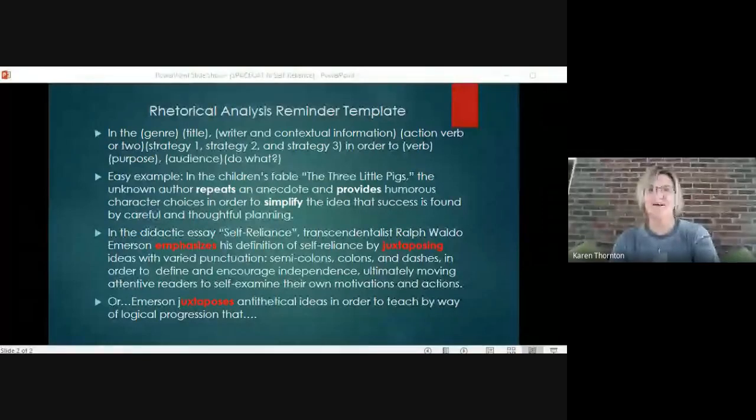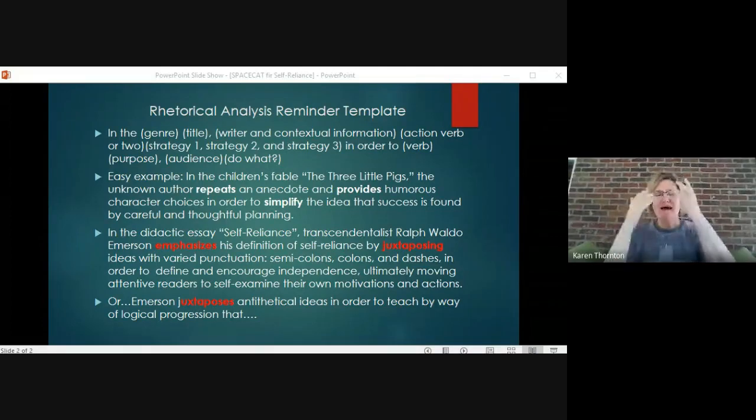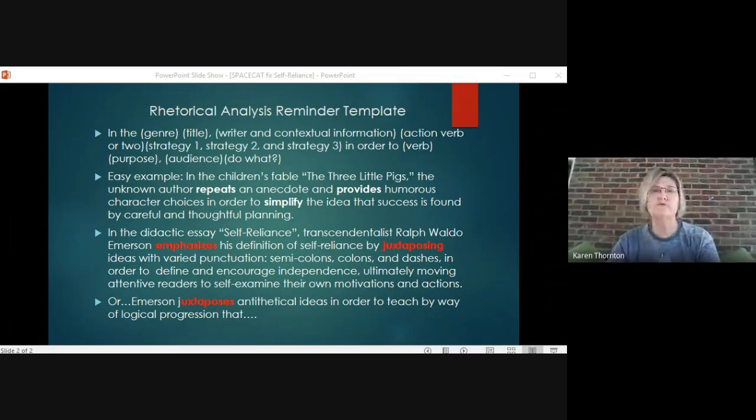Okay, so we just talked about Emerson and we talked about Space Cat. We talked about all the different elements of this particular piece. And now we're going to look at how to write a thesis statement. I'm going to give you this template, and this is what I want you to do. When you take your tests, I want you to use this template.